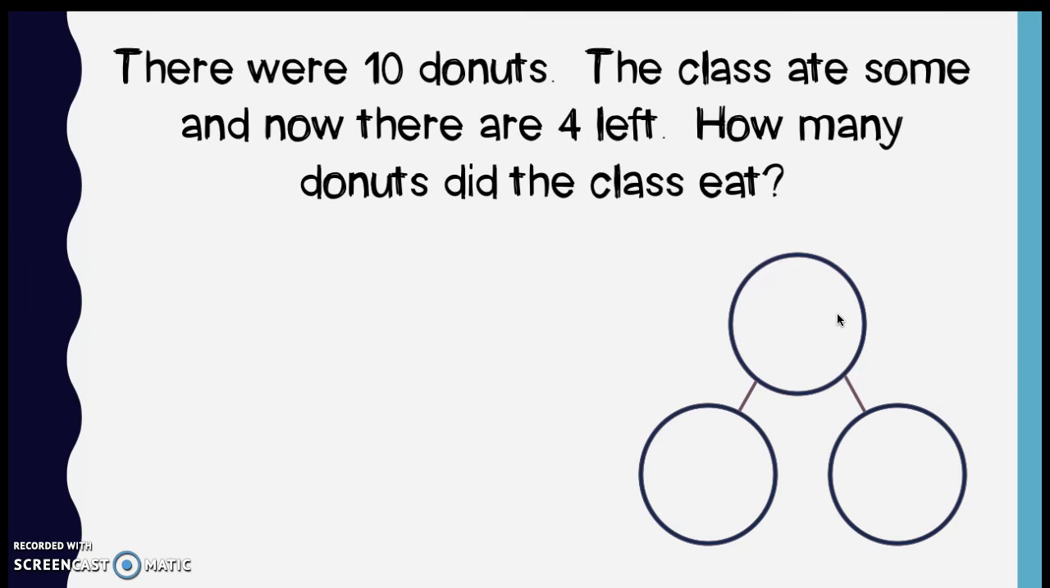Here we go. There were 10 donuts. The class ate some, and now there are 4 left. How many donuts did the class eat? Okay, draw what you read. There were 10 donuts. The class ate some, and now there are 4 left. How many donuts did the class eat? All right, good luck, friend.